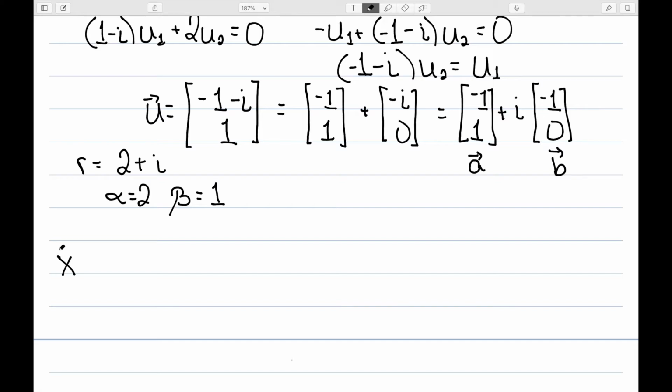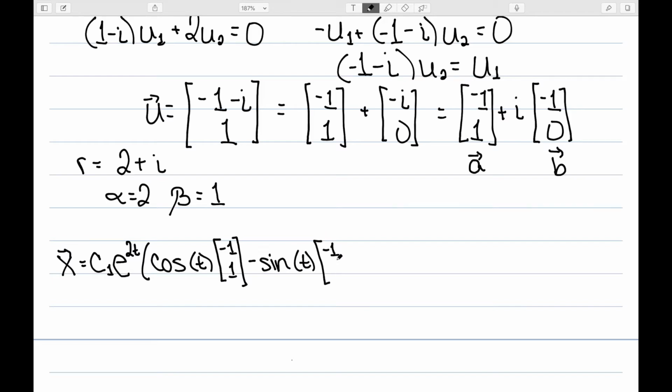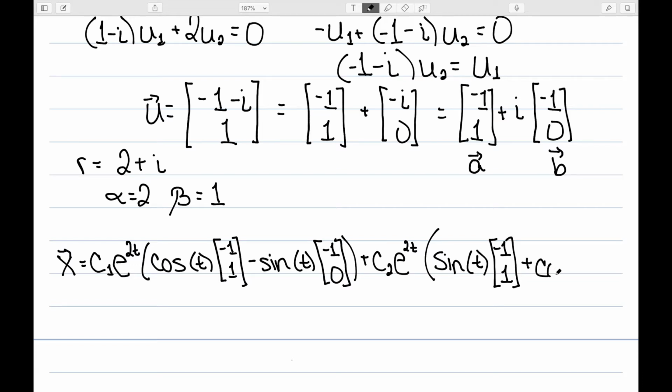Now that I have this, I can start writing out my solution, which said c1 e to the alpha t times cosine beta t times a, so -1, 1, minus sine beta t times b, which is -1, 0, plus c2 e to the alpha t times sine beta t, since beta is 1, I have sine of t, times a, plus cosine beta t times b, -1, 0.